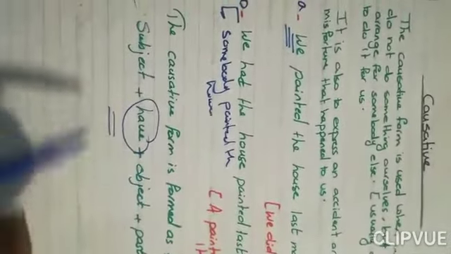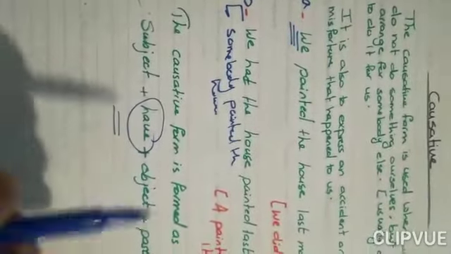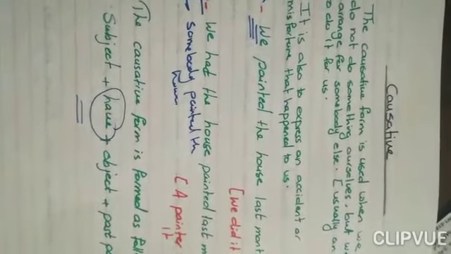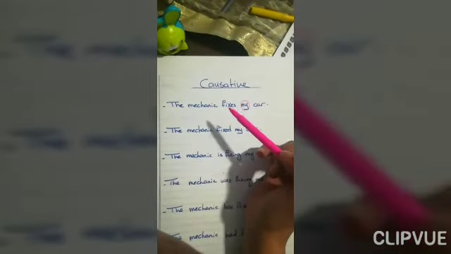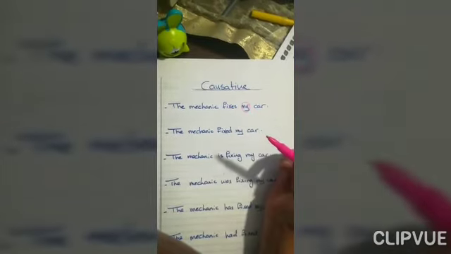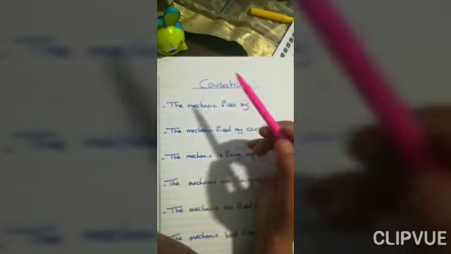The causative form is formed as follows. This is the grammatical structure, but we're going to take certain example sentences so that you understand how to deal with the causative. Subject plus have plus object plus past participle. What is this, Ms. Dana? Hello, we're going to know it when I write certain sentences for you. I have written certain examples, and you're going to see that they are the same except for the difference in the tense itself, so that we can get familiar with the grammatical structure of the causative.